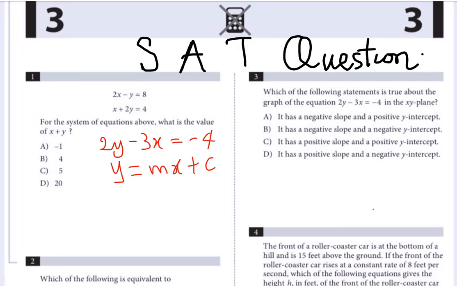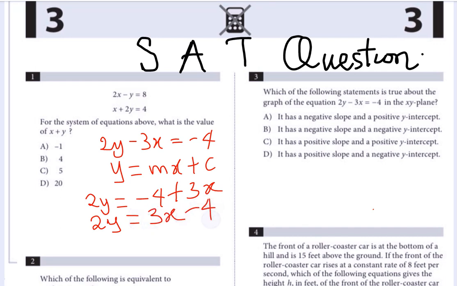Now from your equation, you isolate y. That's going to give us 2y equals -4 plus 3x, as I'm adding 3x to both sides. So that's what we did there, such that I now have 2y equals 3x minus 4. The next thing is to divide through by 2.